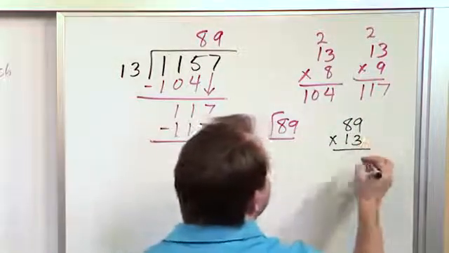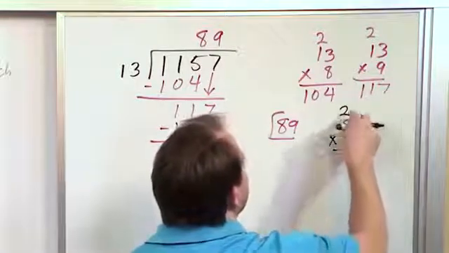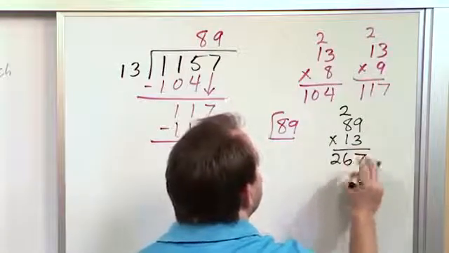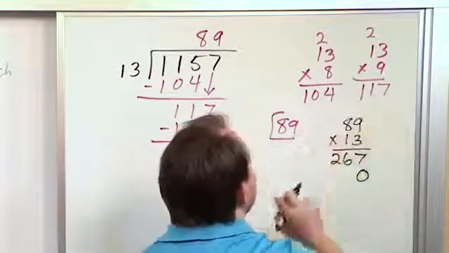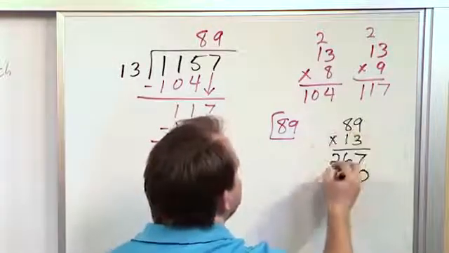9 times 3 is 27. Put the 7, carry the 2. 8 times 3 is 24. Plus 2 is 26. Now we drop down and add a 0. We erase the 2 because we don't need it anymore. And we multiply 1 times 9 is 9. 1 times 8 is 8.